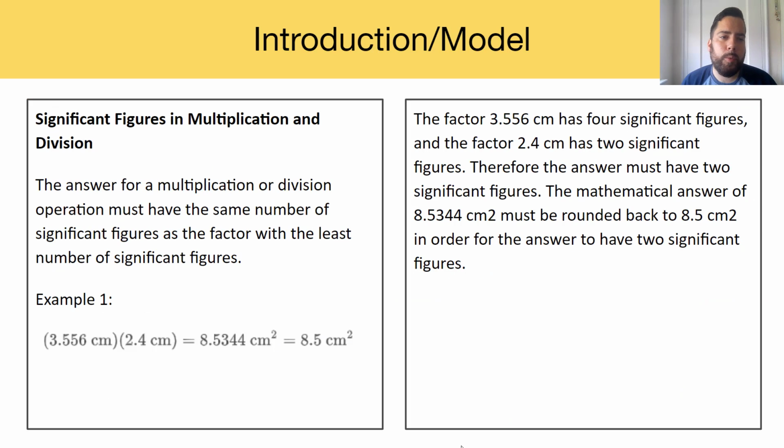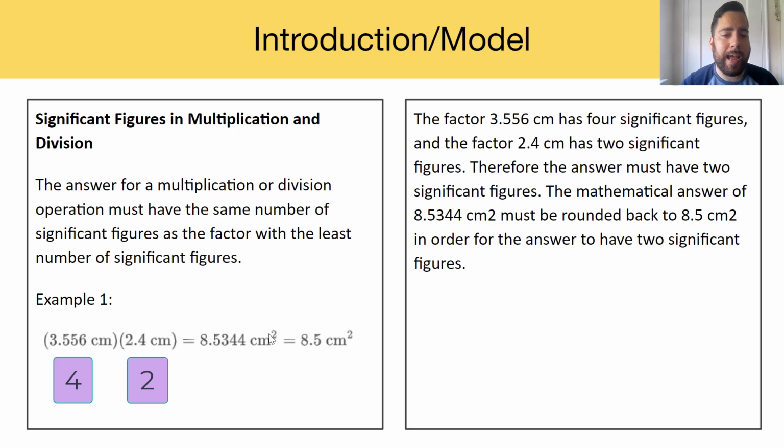So how about if we are multiplying or dividing and determining the amount of correct significant figures we should use? So in this example, we have 4 significant figures in our first number, and we have 2 significant figures in our second number. We multiply these numbers, we get this long number here, 8.5344 centimeters squared.